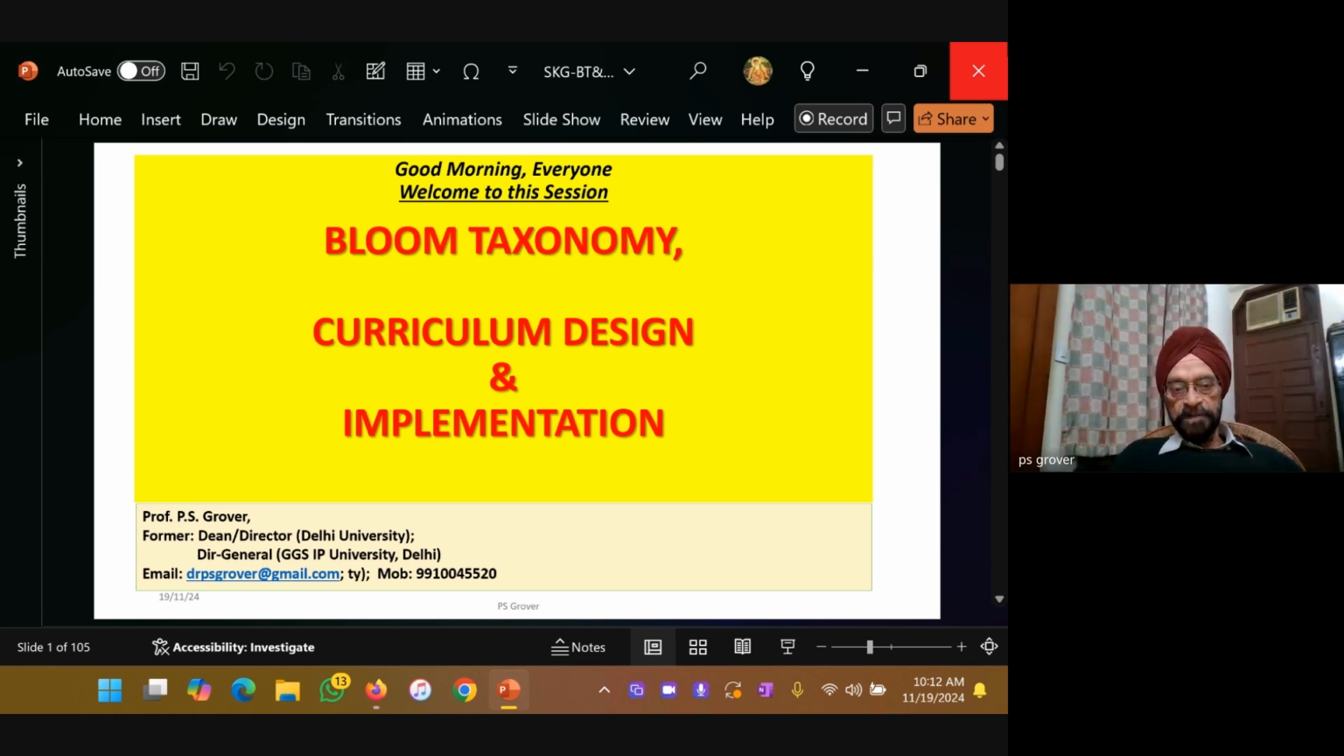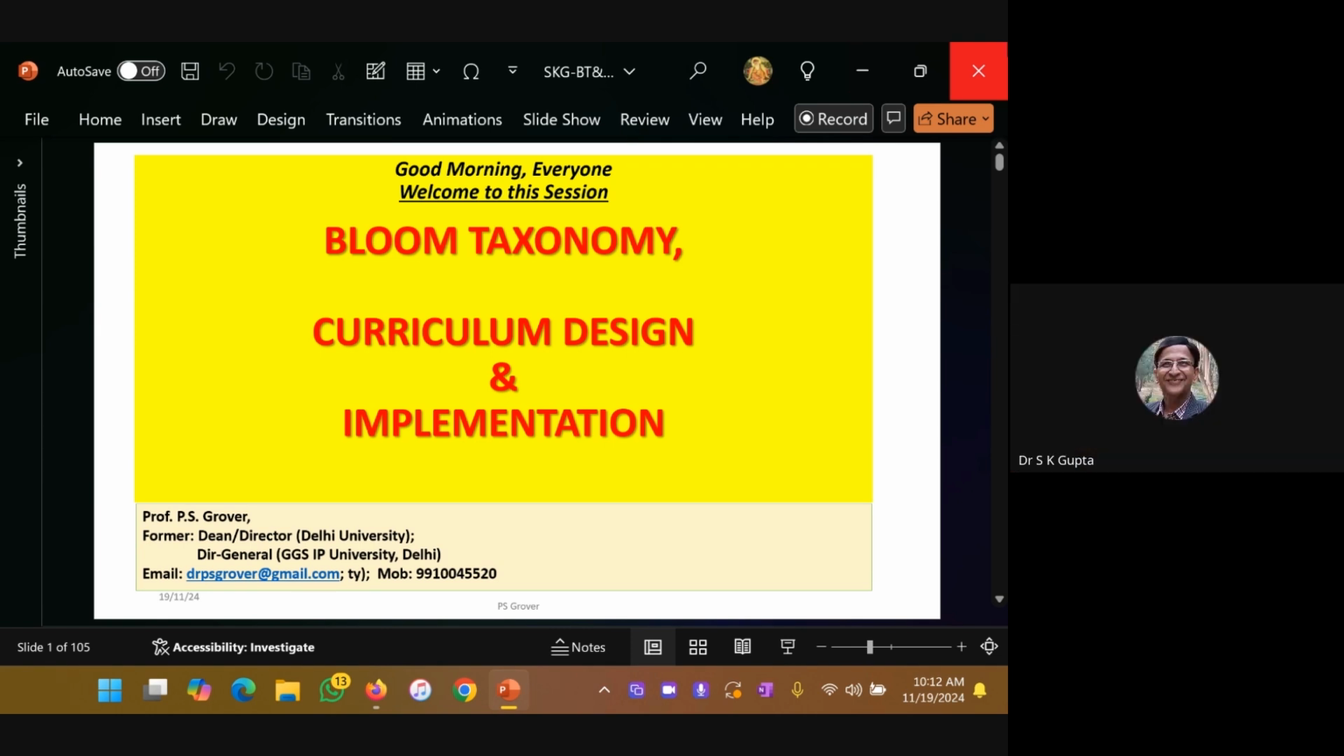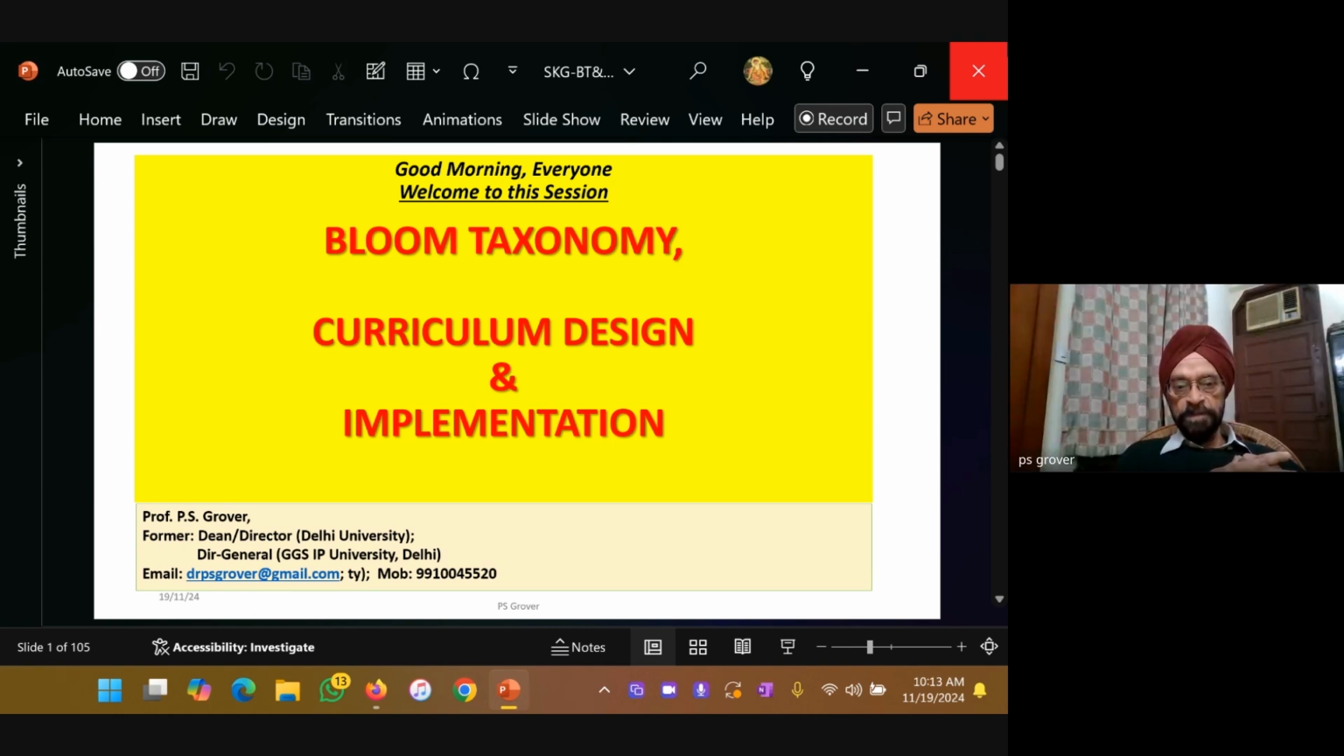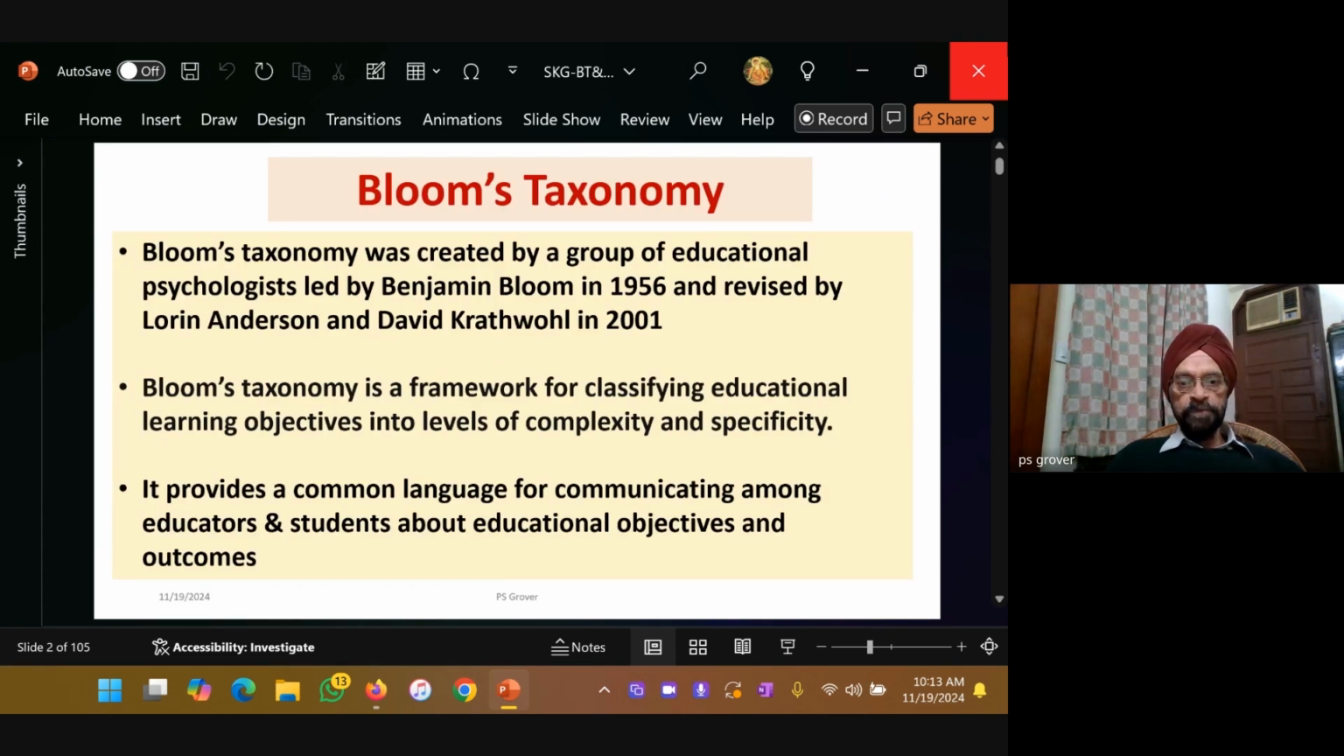In this session, we shall discuss Bloom Taxonomy, what it is, how it can be used to design curriculum, how it forms the basis of the outcome-based education system. Now, Bloom Taxonomy was proposed by an educational psychologist, Benjamin Bloom, in 1956 and revised again in 2001 by another group of educationists, Anderson and Krathwohl.